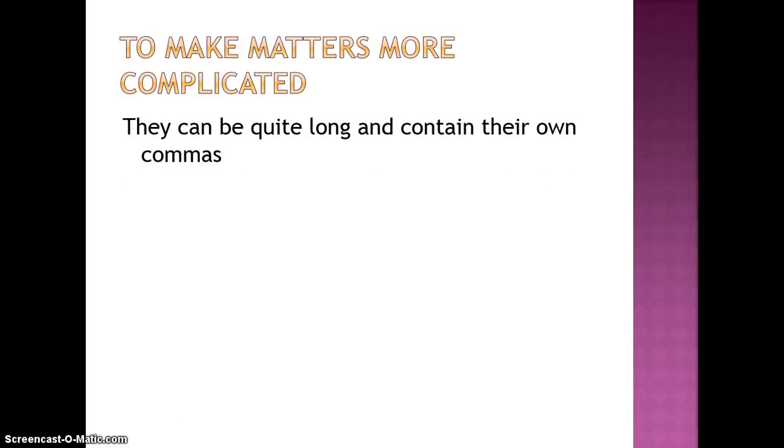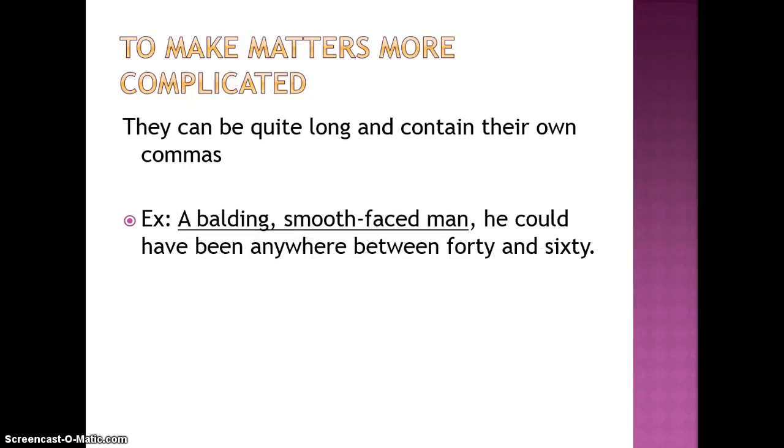To make matters more complicated, appositives can be quite long, and they can contain their own commas. So you've got sentences like this: a balding, smooth-faced man, he could have been anywhere between 40 and 60. So you can see that that's a little bit more complicated appositive, but the one thing that we want to ask ourselves is, what is it replacing? What is the noun that we're replacing here? And the noun is he. He is a balding, smooth-faced man. We could equally well say a balding, smooth-faced man could have been anywhere.